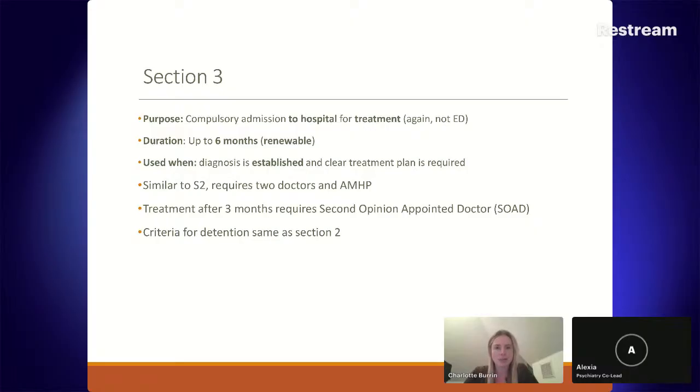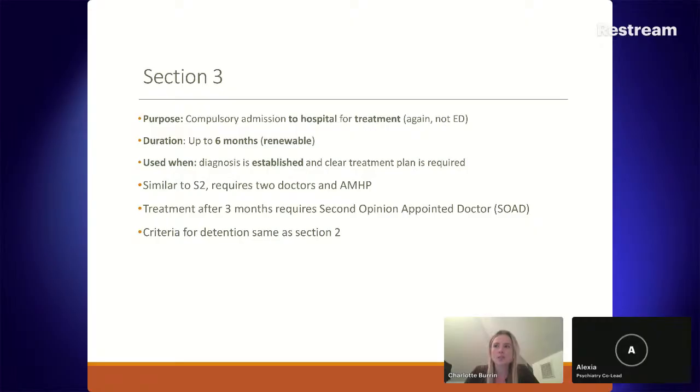Practically speaking, what often happens with Section 3 is that you see this on an inpatient ward. A patient has been on a Section 2 for coming up to 28 days, and they're reaching the end of that section. You as a clinical team don't feel that they're well enough to be discharged from hospital yet. And so you would then apply for a Section 3. Because usually at this point you would have your diagnosis or what it is that you're treating in a clear treatment plan.